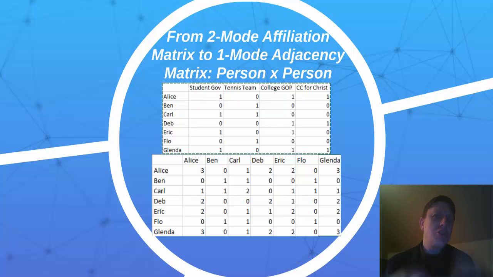2 kinds, 2 modes. But at the bottom, check it out. There is a 1-mode adjacency matrix. Whoa. How do I know it's 1-mode? Well, first key is that everyone in every row and every column that's labeled is a person. And they're the same people. So this seems to be your classic social network adjacency matrix. Who is adjacent to whom? Who is tied to whom?